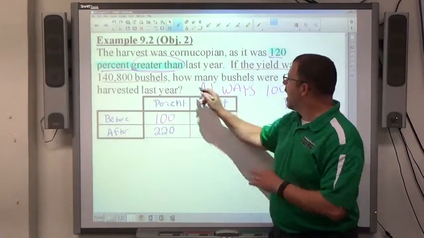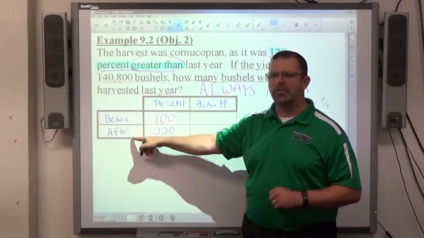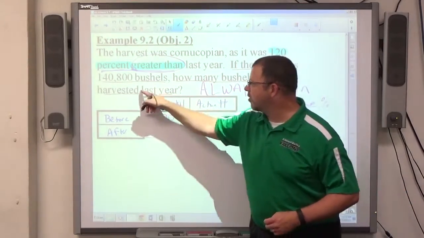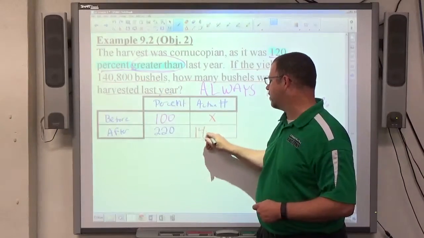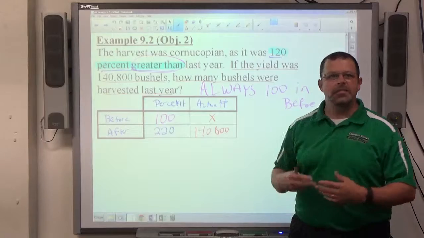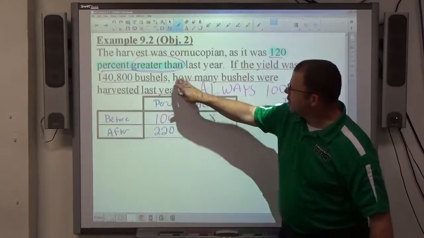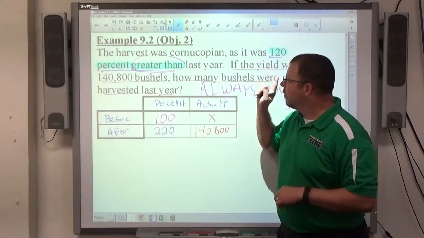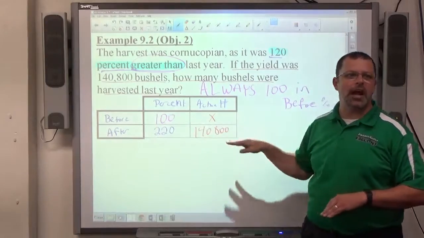So if I continue reading, how many bushels were harvested last year? Does last year sound like before or after? Last year obviously sounds like before, right? How many bushels were harvested last year? We don't know the before, which implies, therefore, 140,800 has to be the after. Okay? If you're not sure, read the rest of the question. Make sure that one thing you're sure about goes there. So when I see how many bushels harvested last year refers to a before, in my opinion. So that's what we don't know. Put an X there. There's only 1 box left. That's where the 140,800 has to go.